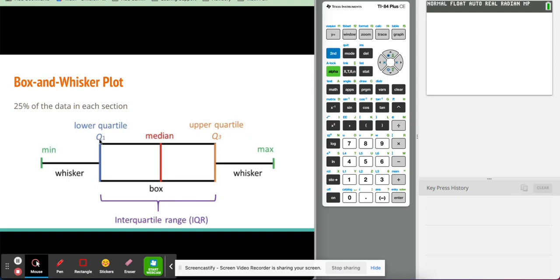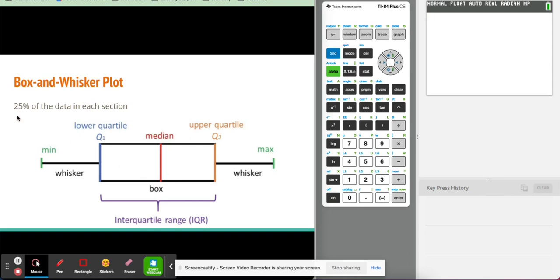Now, these are points that are also given to us from our calculator. So the same steps we did last class with our graphing calculators to find the one variable statistics, our calculator gives us Q1 and Q3. And then to finish up the whiskers, we have our minimum and our maximum values. Now, right now, the box and whisker plot you have seems symmetric. So there seems to be the same distance between maximum and Q3, Q3 and median, median and Q1, and Q1 and minimum. However, this is not always the case.